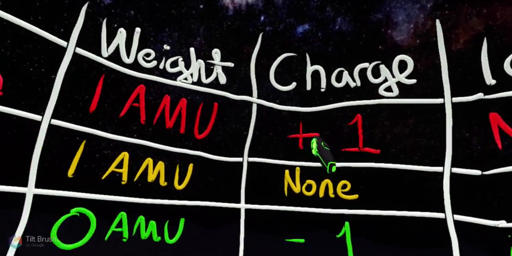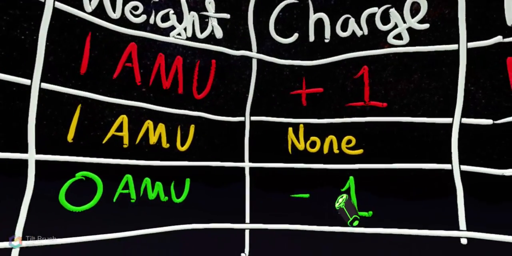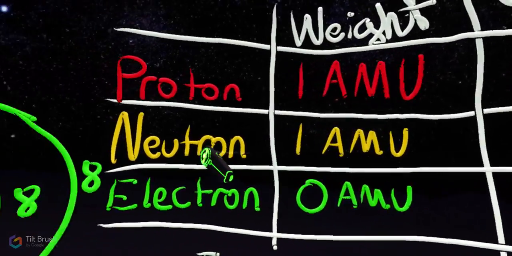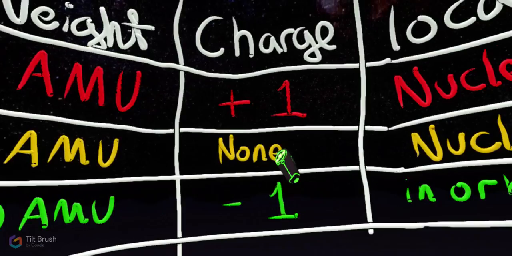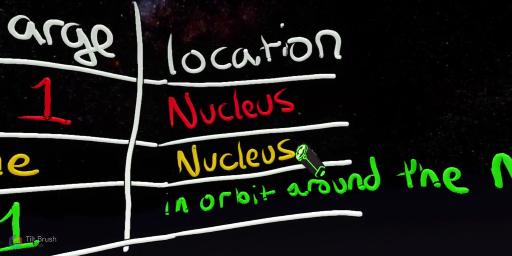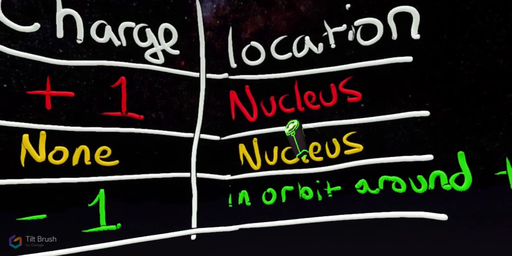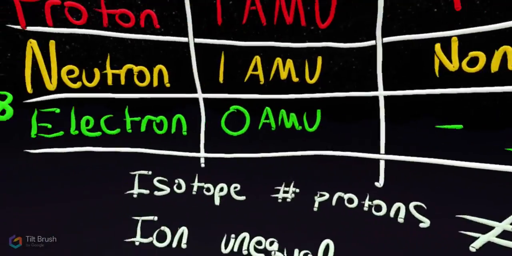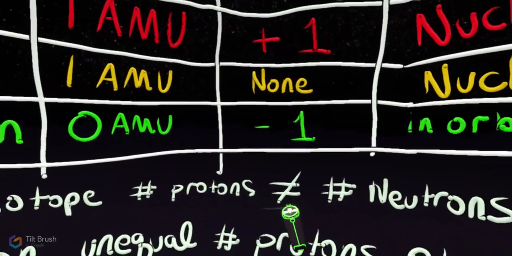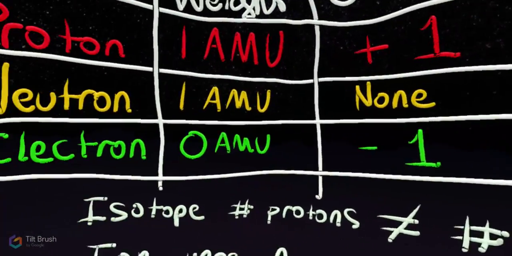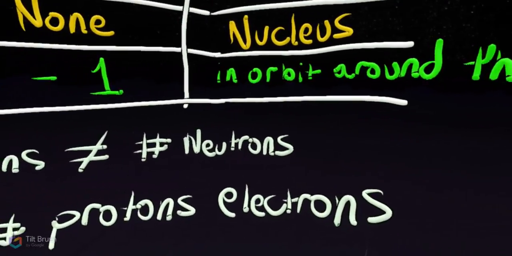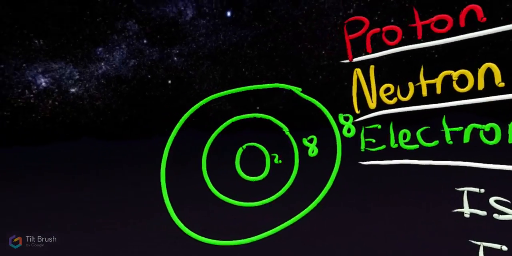All right? Protons, positive. Electrons, negative. Neutrons, big shocker here, those are neutral. And protons and neutrons, nucleus. Electrons, in orbit. Isotopes have unequal protons and neutrons. Ions have unequal protons and electrons, and therefore have a charge.